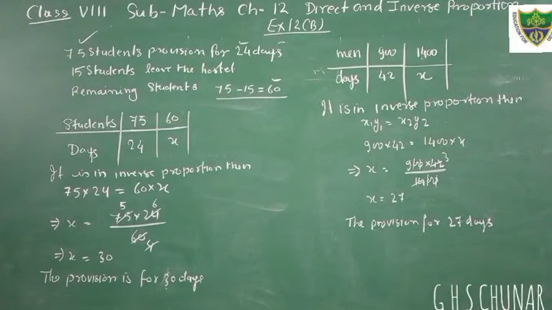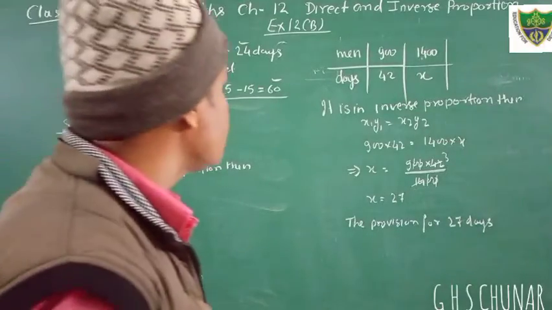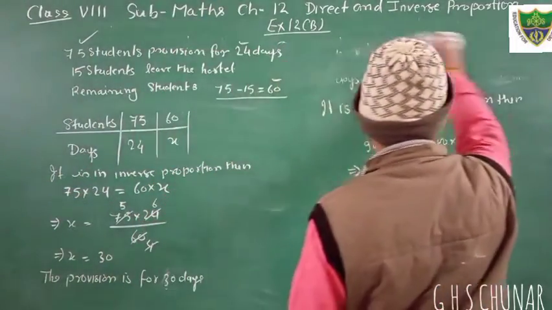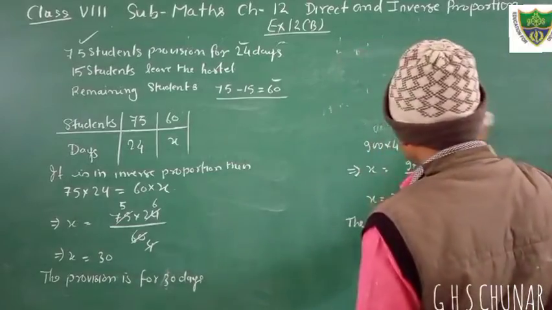In the next question, a school has 9 periods a day, each of 40 minutes duration. How long would each period be if the school has 8 periods a day, assuming the number of school hours to be the same? If there are 8 periods, then how long is each period?